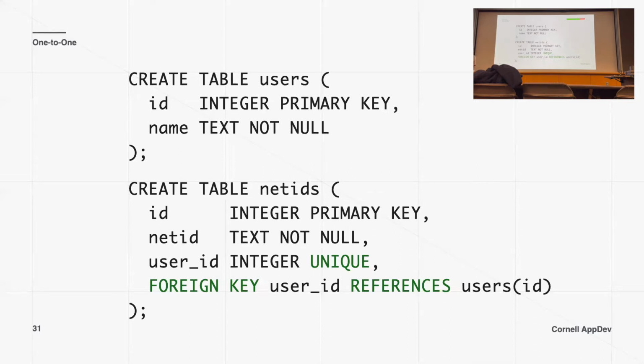And then we have our net ID table. This is the one that's going to be a bit unique, something we haven't covered yet. We have our ID field, we have our net ID field, and then the third field, which defines our relationship, is called user ID, and you have to specify that it's unique. So no two different net IDs can associate to one person, right? This is why it's a one-to-one relationship.